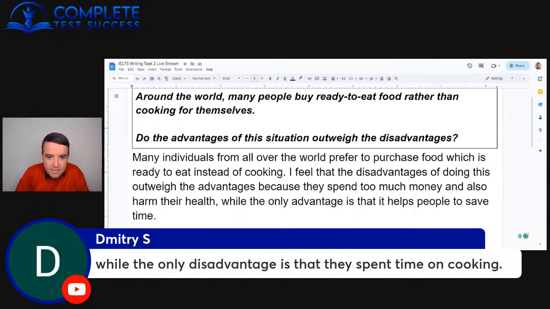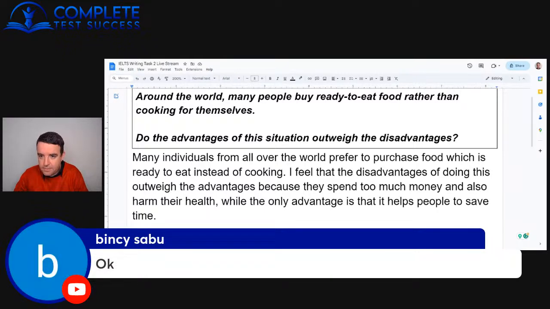While the only disadvantage is that they spend time on cooking. So you're after getting mixed up there, Dimitri. It's not that they're spending time on cooking. We're describing the disadvantage of buying ready-to-eat food. So the only advantage is that they don't have to spend time cooking. So you're just after mixing that up the other way around. You can see, very good.